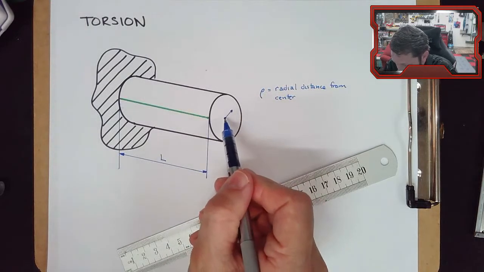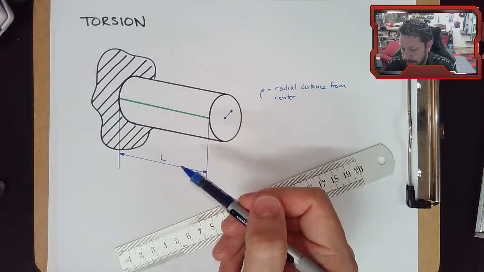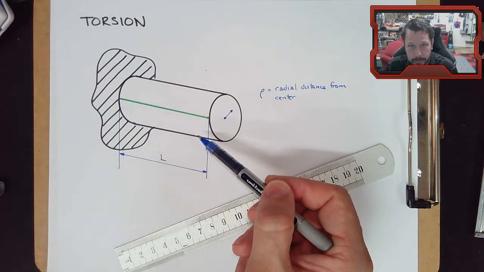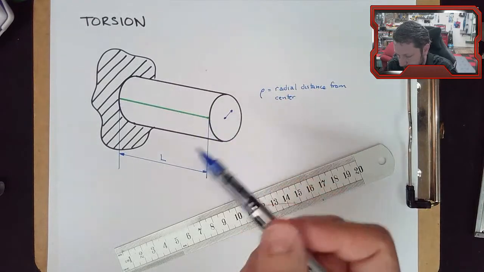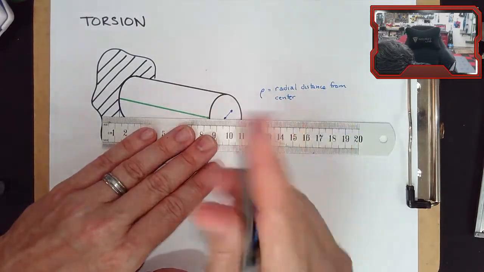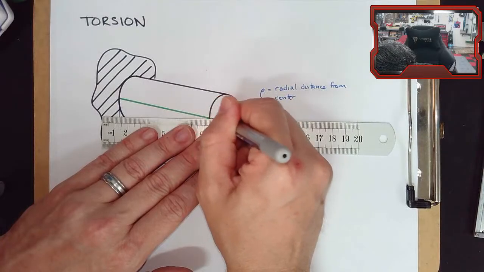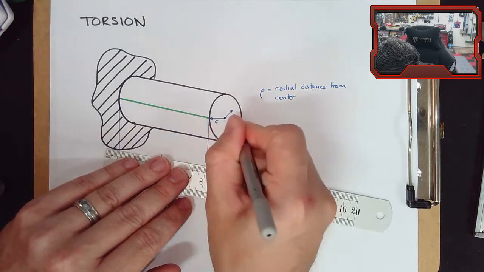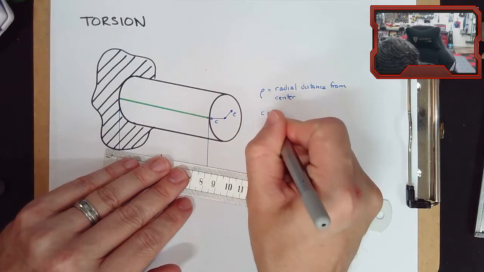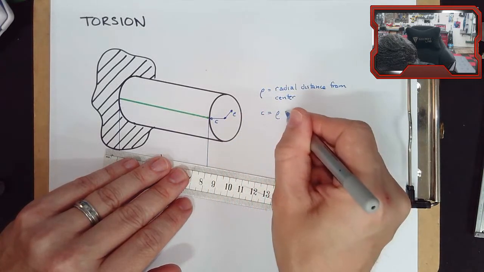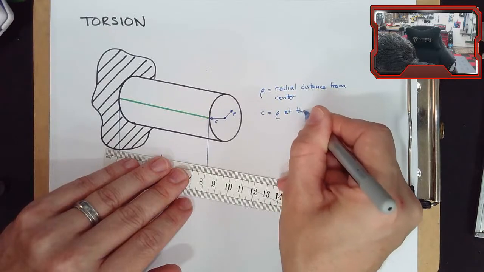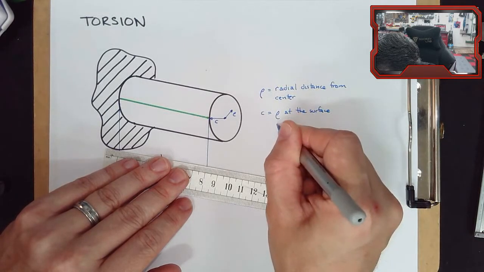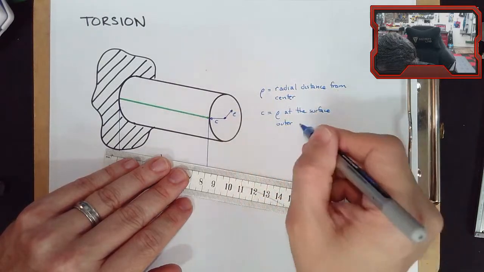Now, most of the interesting stuff that we're going to be dealing with in torsion happens on the surface of this shaft or tube or whatever it is. And so we use a special variable when rho is out here at the very end, and we call that C. So C is rho, but at the surface. So it's the outer radius of the shaft or whatever it is.